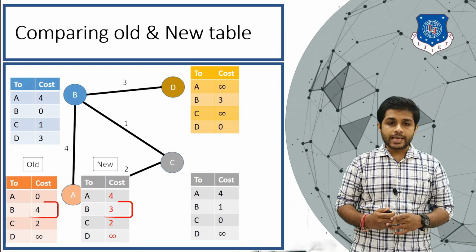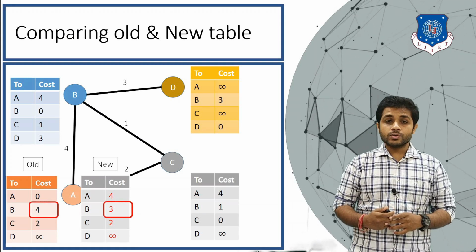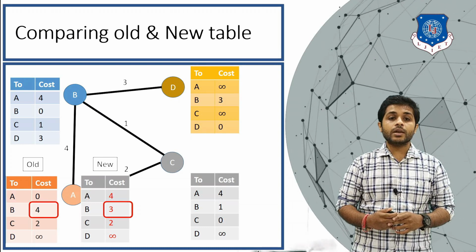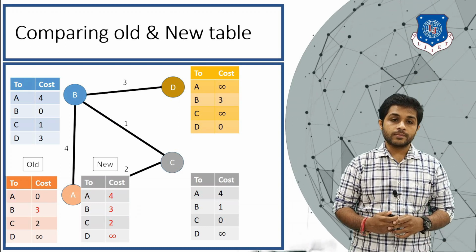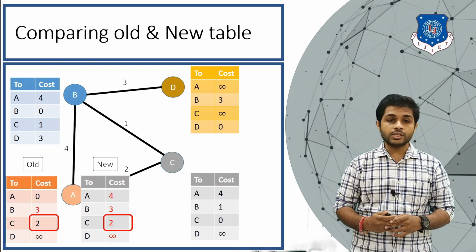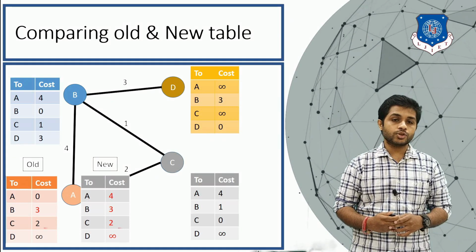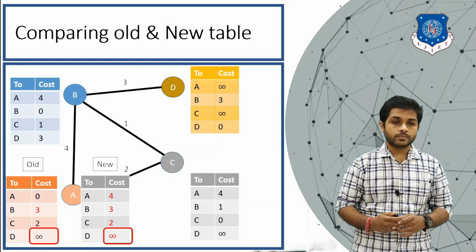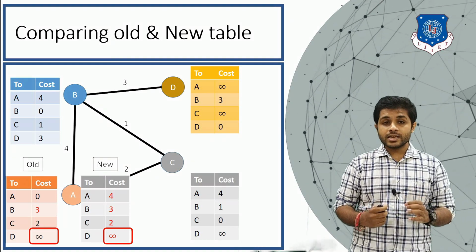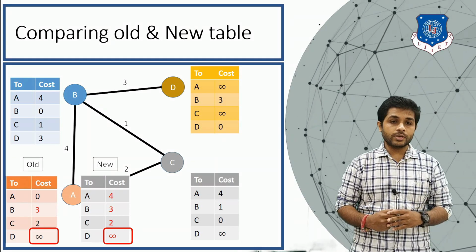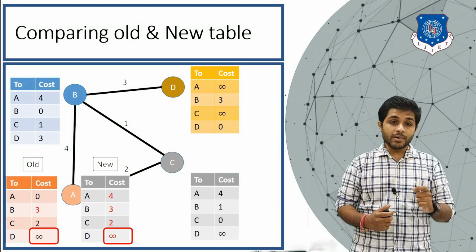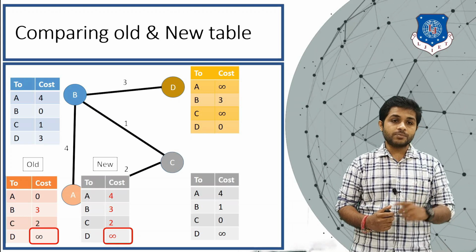In the second entry, the minimum value is 3. So router A will update its table with 3. In the third entry, there is no change that needs to be done, and that is true for the last entry too. So right now, device A still doesn't know how to reach device D, but device A has found the minimum path to reach device B.